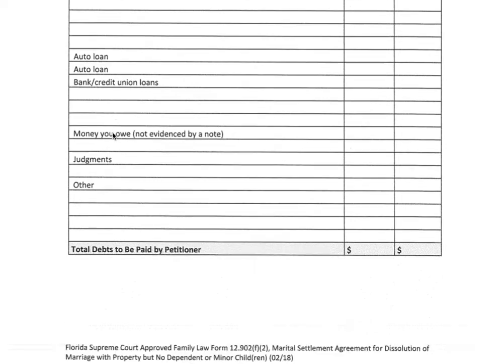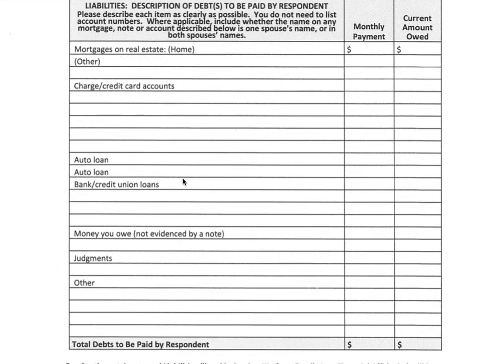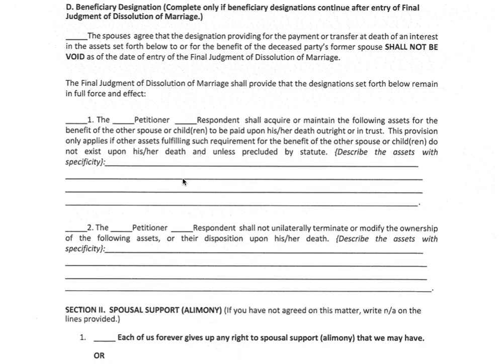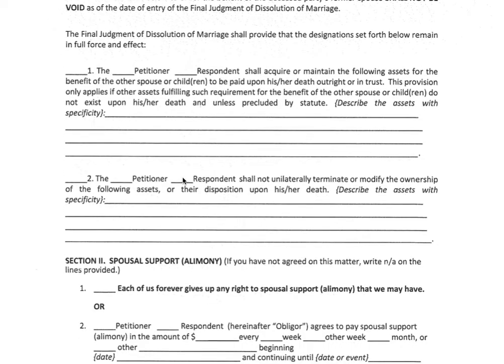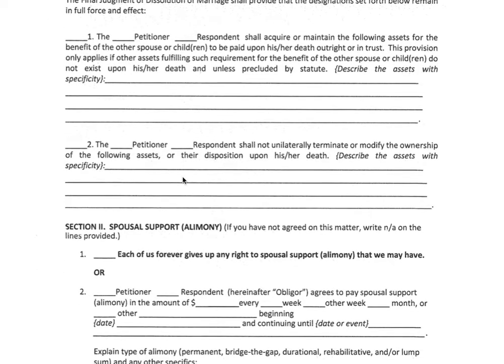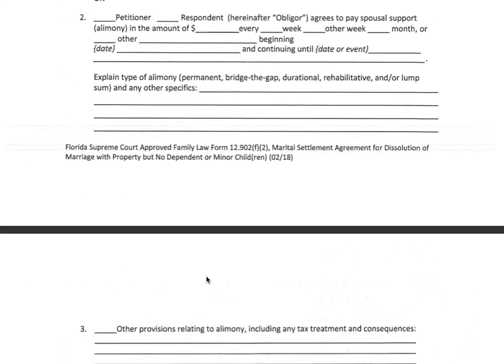It talks about loans. So then you're going to write what is the respondent going to pay? And then everything, you have to list everything, and all the issues that were discussed in the petition, this is the agreement that you're going to reach. And then it talks about the spousal support. Are you giving it up, or who's going to pay what? So you're going to have to list all that there.